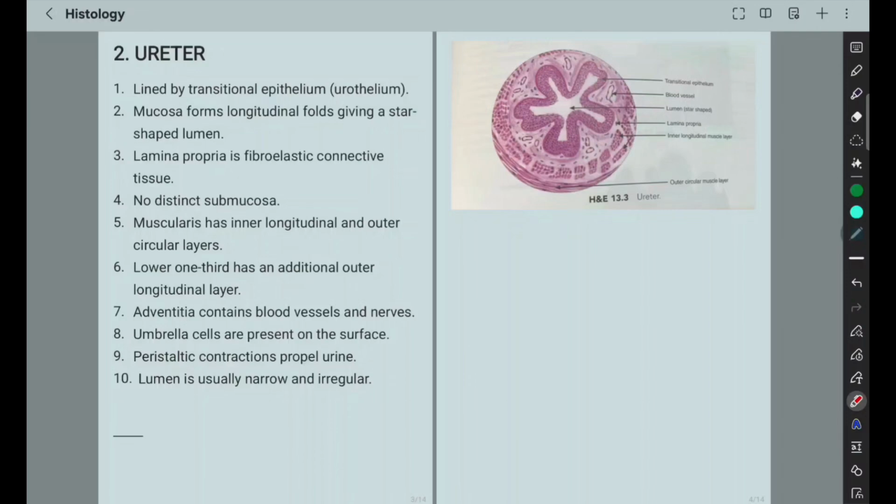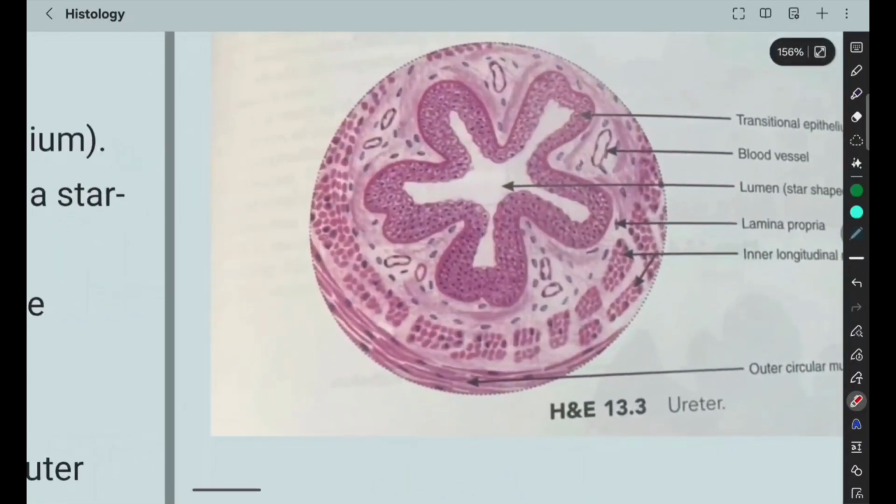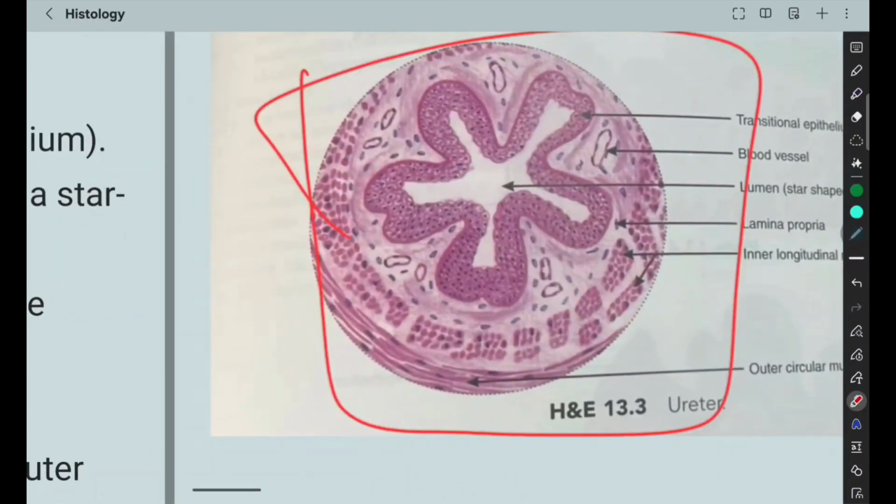So today our topic is ureter histology. So let's start the video. First, for histology, all we have to do is remember the diagram. Once the diagram is done, writing 10 points becomes very easy, literally. Okay, so first let us look at the diagram.